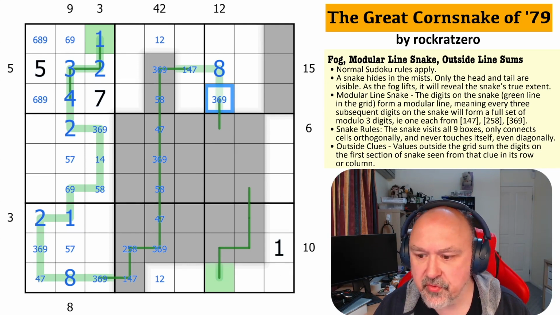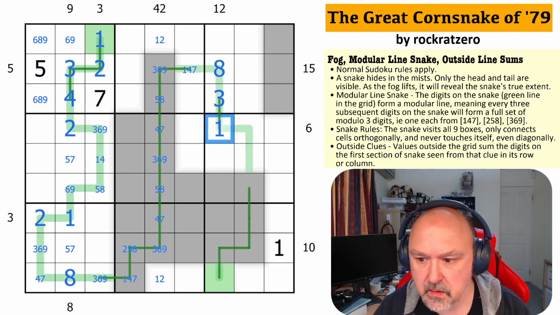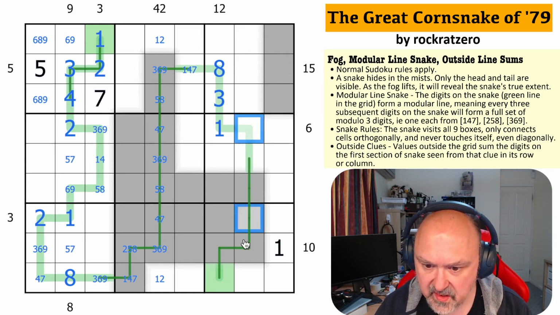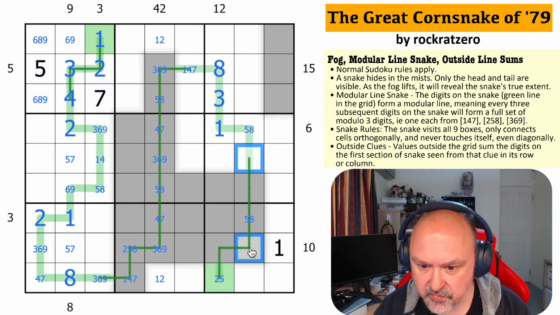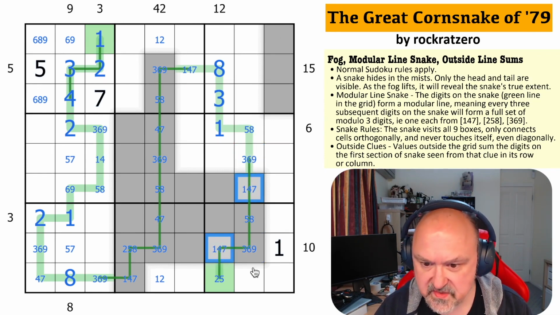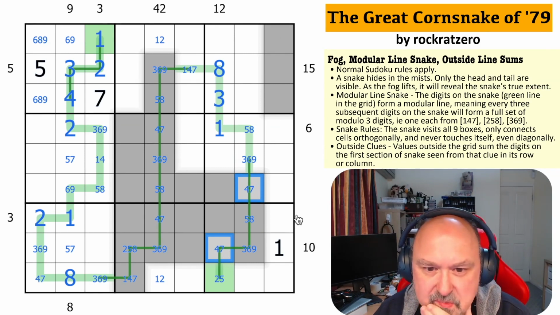So this can't sum to more than 4. So this has to be 3. This has to be 3 and 1. And that will complete the snake. So I can do the rest of the modulo line. This, and then 1, 2, 3, and then 1, 2, 3. These are from 258. That one's not 8. That one's not 2. That one's not 2. These are from that one, and 1, 2, 3 is from 369. And these are from 147, and neither of those are 1. And that's the modulo line done.